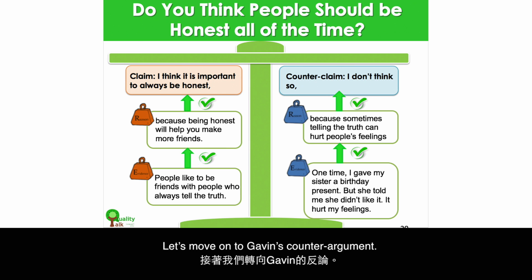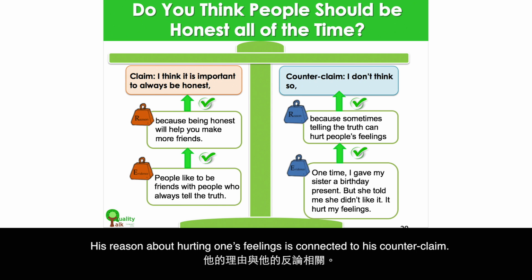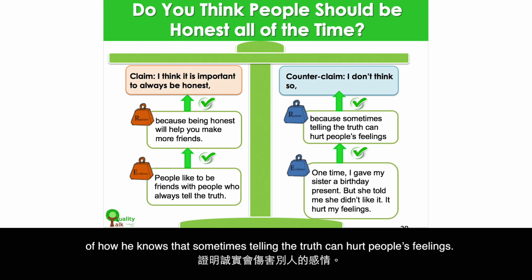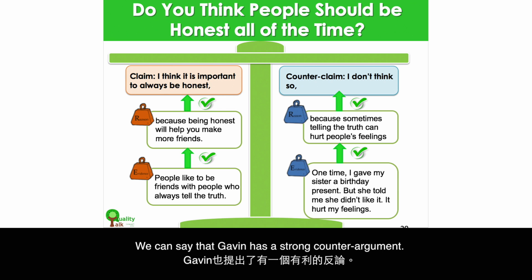Let's move on to Gavin's counter-argument. Gavin disagrees with Mia's claim. His reason about hurting one's feelings is connected to his counterclaim. Then he uses his personal experience as credible evidence of how he knows that sometimes telling the truth can hurt people's feelings. We can say that Gavin has a strong counter-argument.